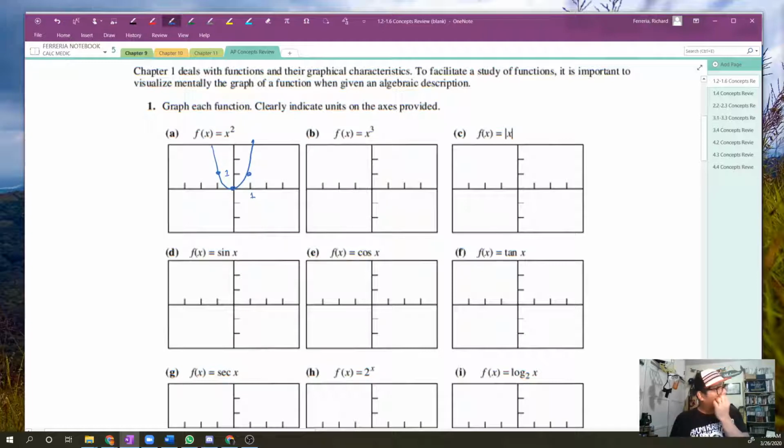Number 2, x cubed. Again, label the axes 1 and 1. Oops, got my 1 in the wrong place. And a couple of important points, 3 in this case. And here is the shape of a cubic function.